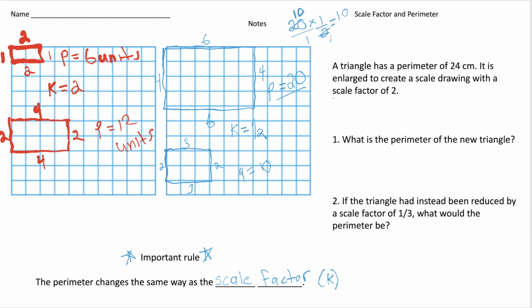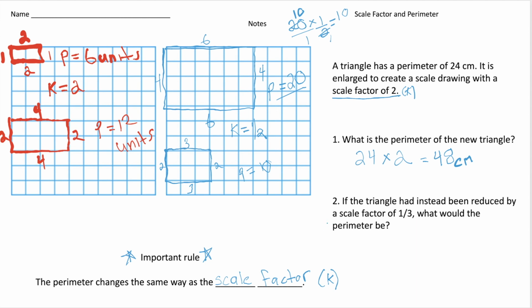All right, so here we go. Here's the important part. Let's underline scale factor of 2. So again, that's the K value. What is the perimeter of the new triangle? Well, it's pretty simple. All we do is we take the old perimeter, which is 24, and times it by the K value. And 24 times 2 is going to be 48. So the perimeter of the new shape is going to be 48 centimeters.